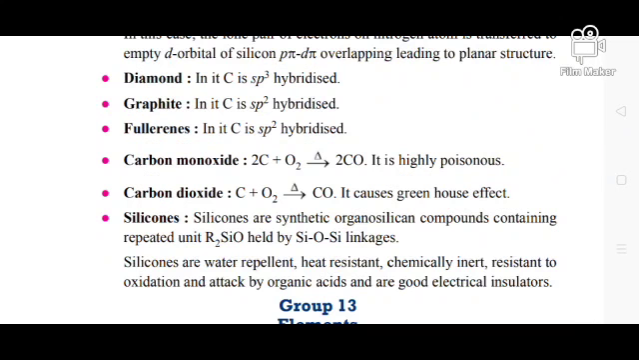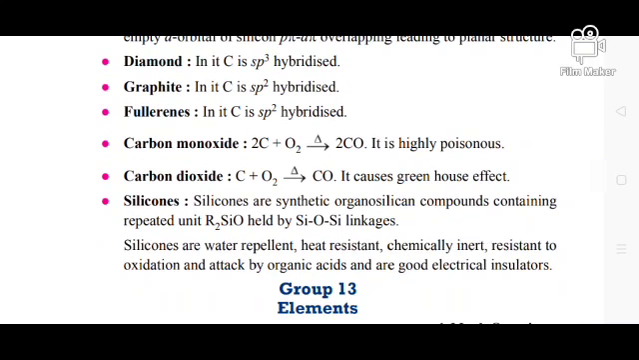Basically, some important points are there. The diamond has sp3 hybridization, and the graphite has sp2 hybridization. In the fullerene it is also sp2 hybridization. So these are the general things. I think some questions come from this kind of hybridization topic also. This is very important for all competitive examinations.